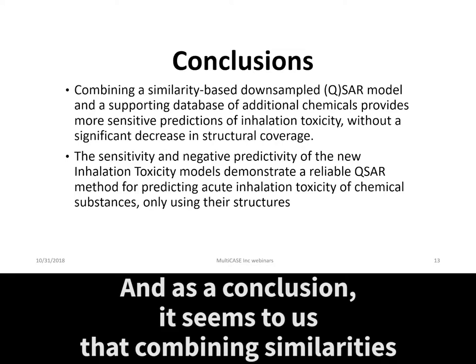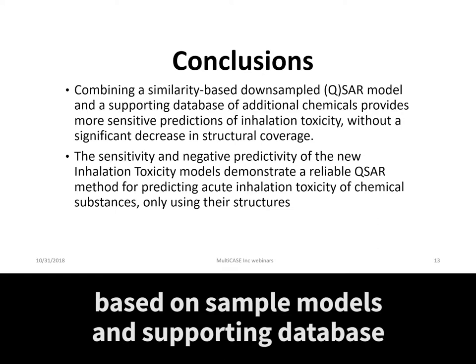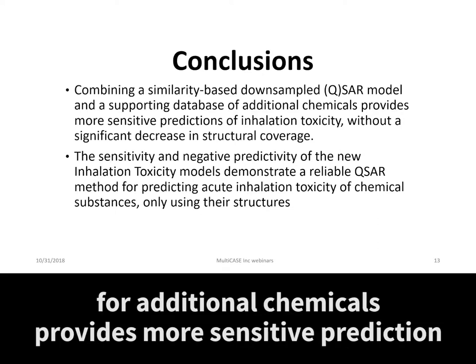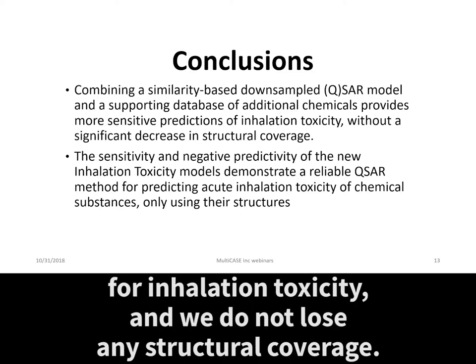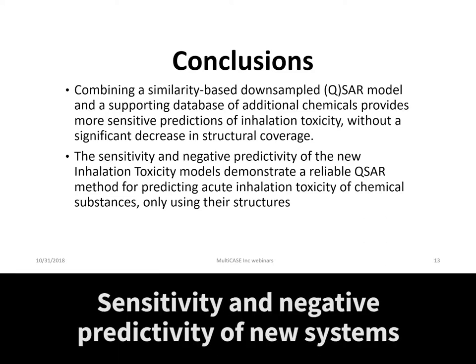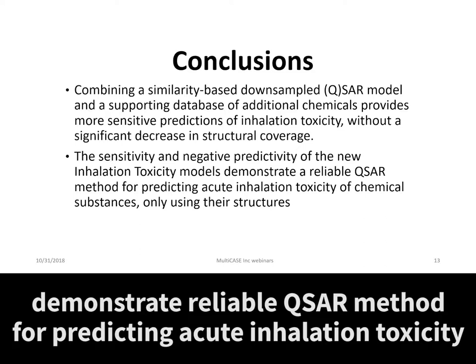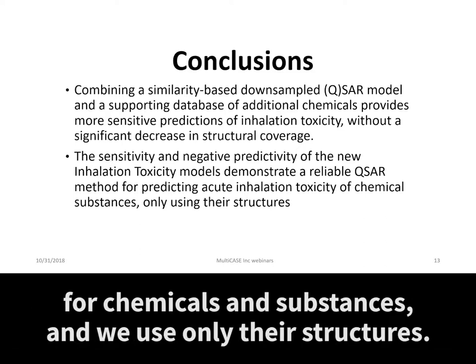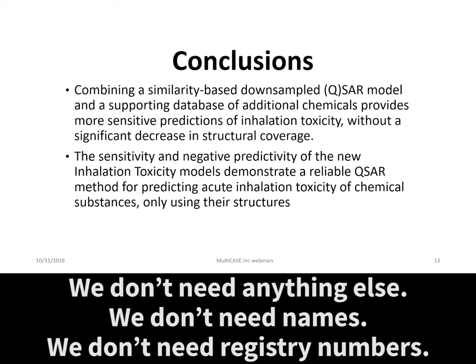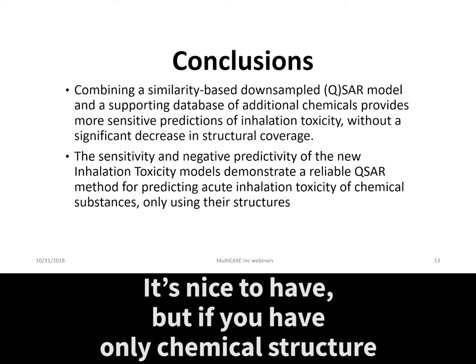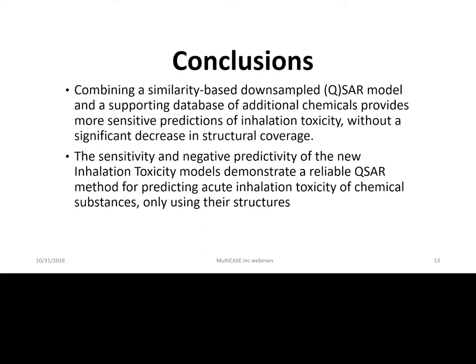And as a conclusion, it seems to us that combining similarity-based downsampled models and a supporting database for additional chemicals provides more sensitive prediction for inhalation toxicity, and we do not lose any structural coverage. The sensitivity and the negative predictivity of the new systems demonstrate a reliable QSAR method for predicting acute inhalation toxicity for chemicals and substances, and we use only their structures. We don't need anything else. We don't need names. We don't need registry numbers. These are nice to have, but if you have only the chemical structure, that's all that is needed.